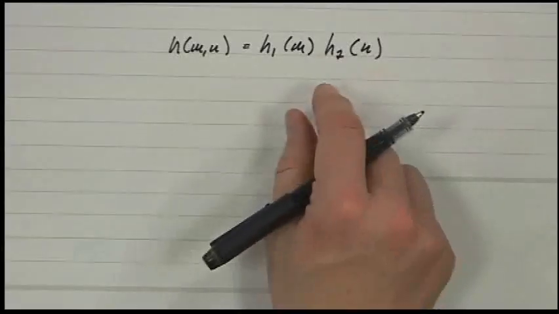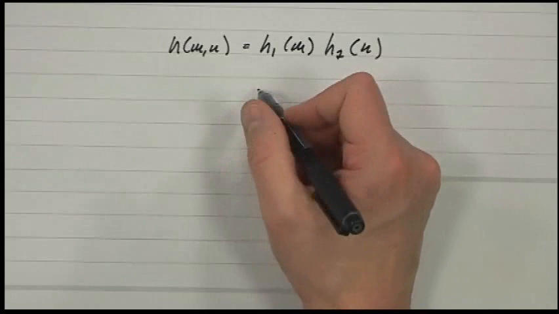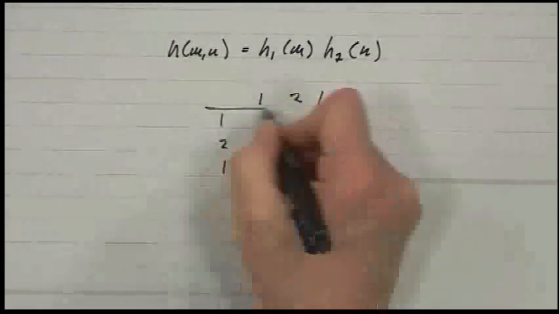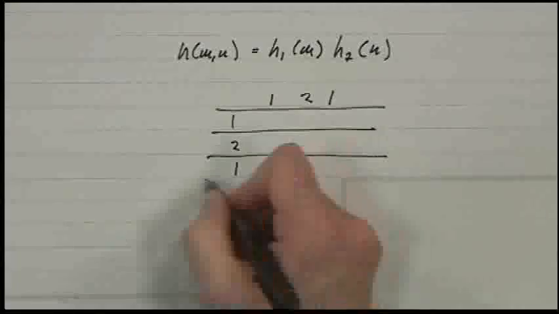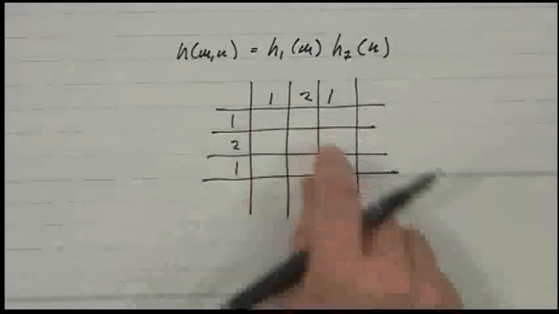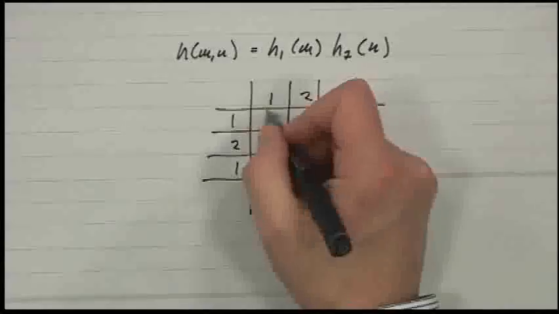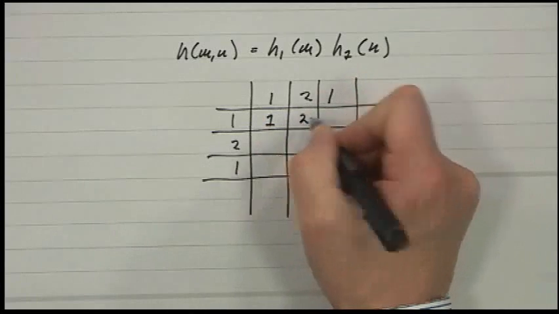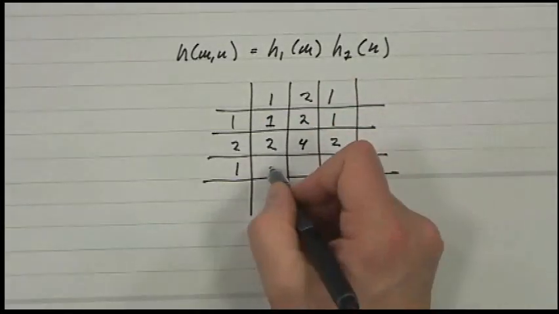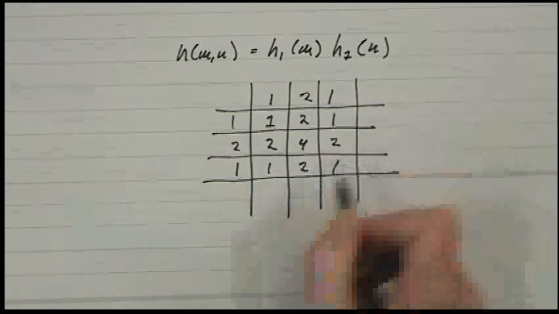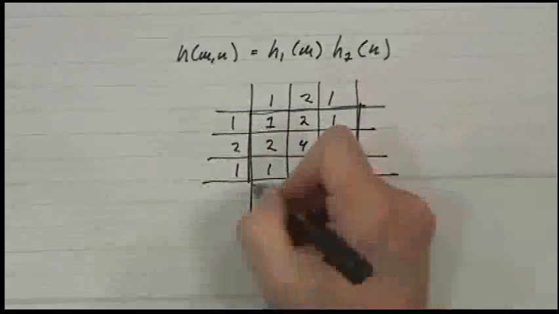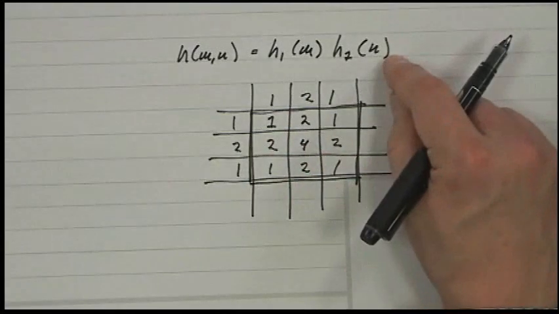And essentially what happens is that you get the values, let's say 1, 2, 1, and 1, 2, 1. And each value here is formed by multiplying them. So you get a 1, 2, 1. Here you get a 2, here you get a 4, 2. And this is 1, 2, 1. So this is the filter you get, which is sort of the separable extension of the 1D filter.